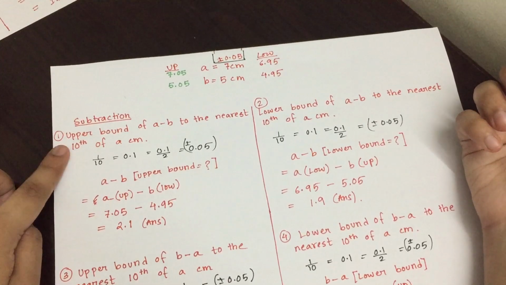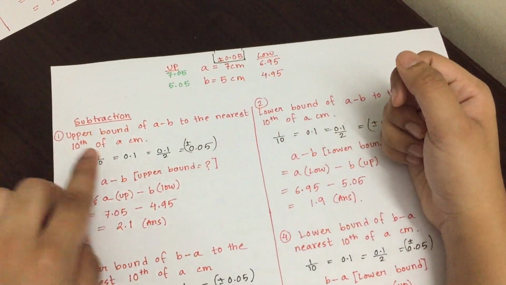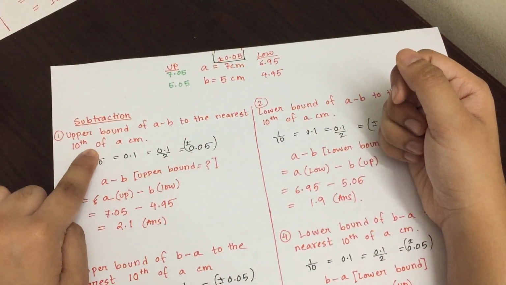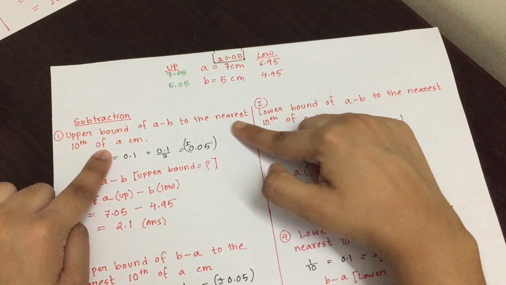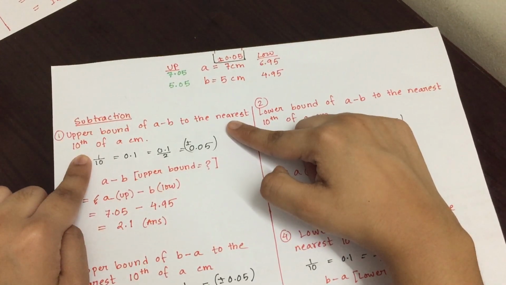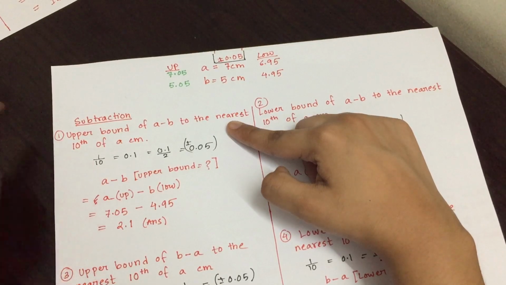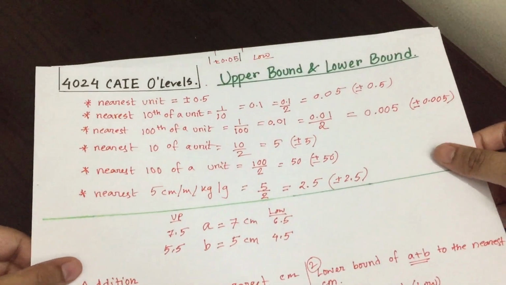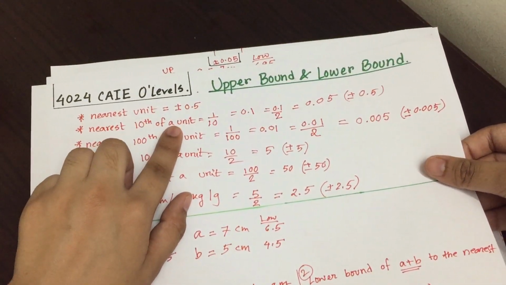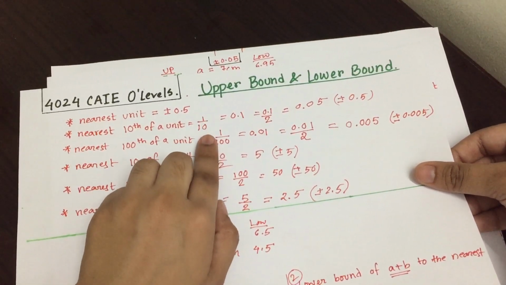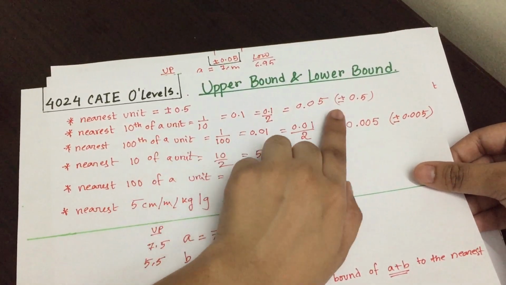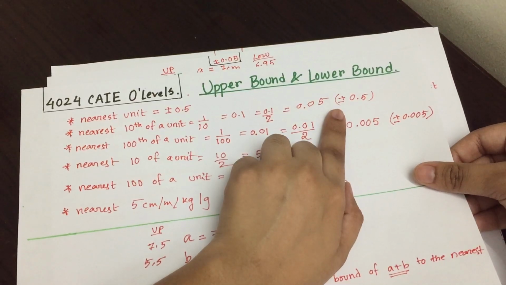So if it says upper bound of A minus B to the nearest tenth of a centimeter, this is my keyword, nearest tenth. So we immediately know that when it says to the nearest tenth, we have to do 1 over 10, which gives us 0.1. That means we have to do plus minus 0.05.